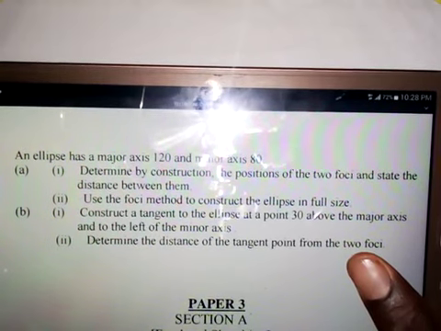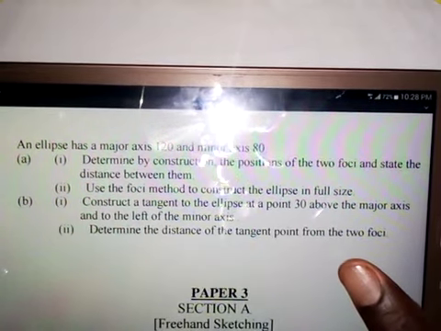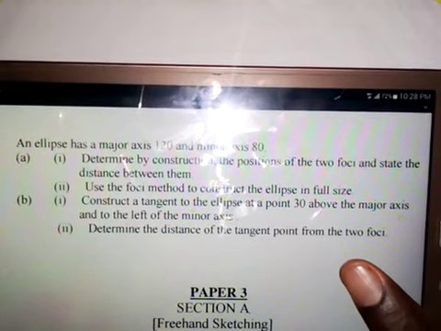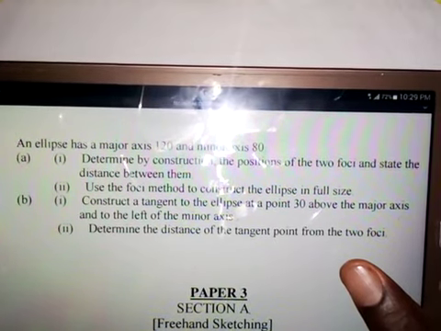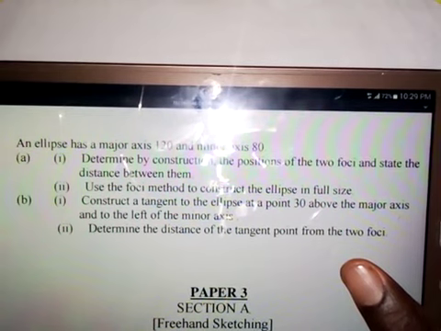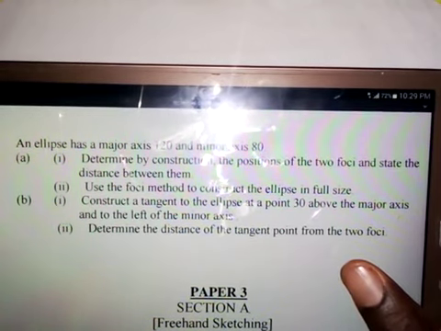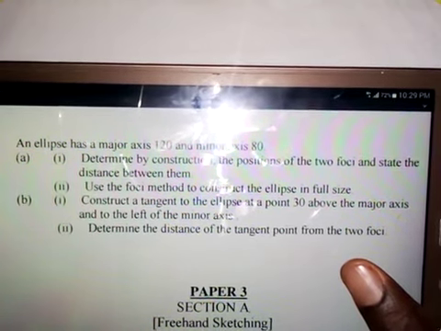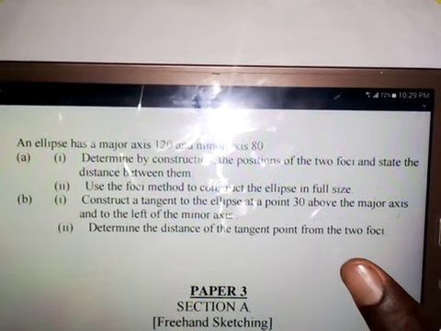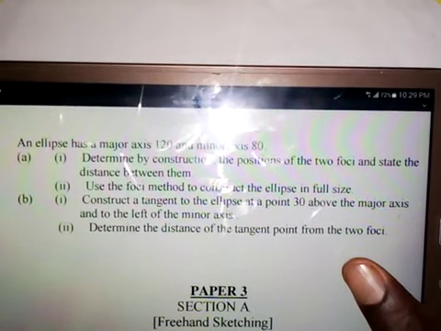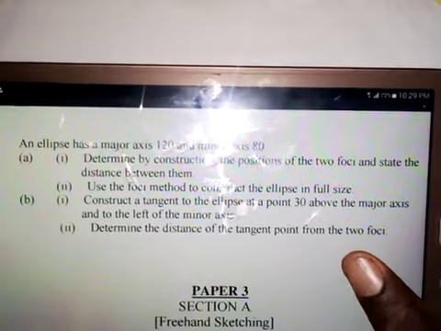Question B, Roman figure 1 says to construct a tangent to the ellipse at a point 30 millimeters above the major axis and to the left of the minor axis. And question B, Roman figure 2 says to determine the distance of the tangent point from the two foci. Those are the questions that we have to answer here.